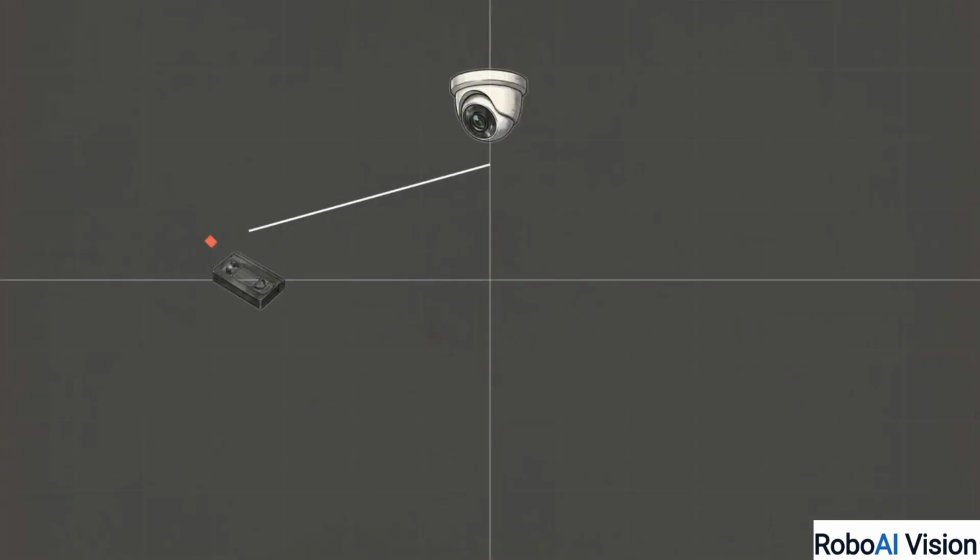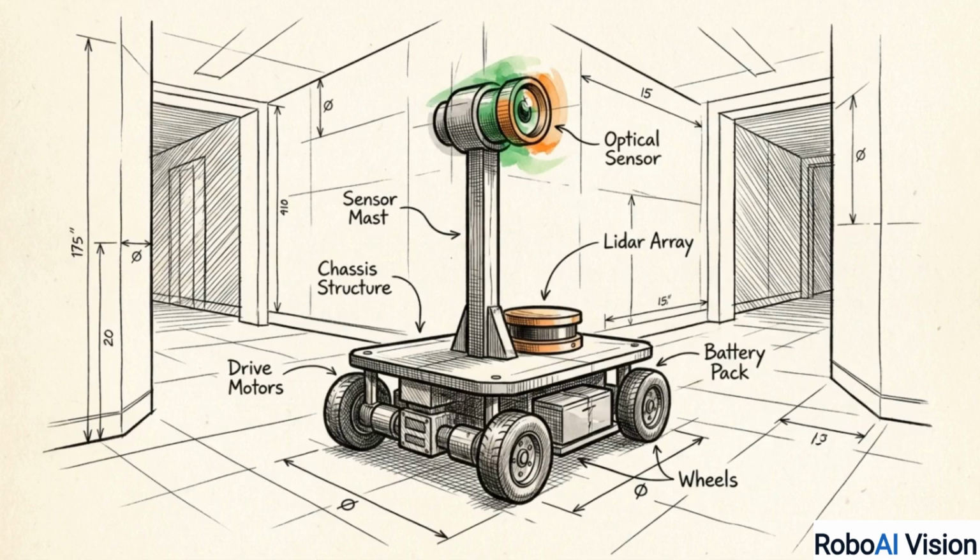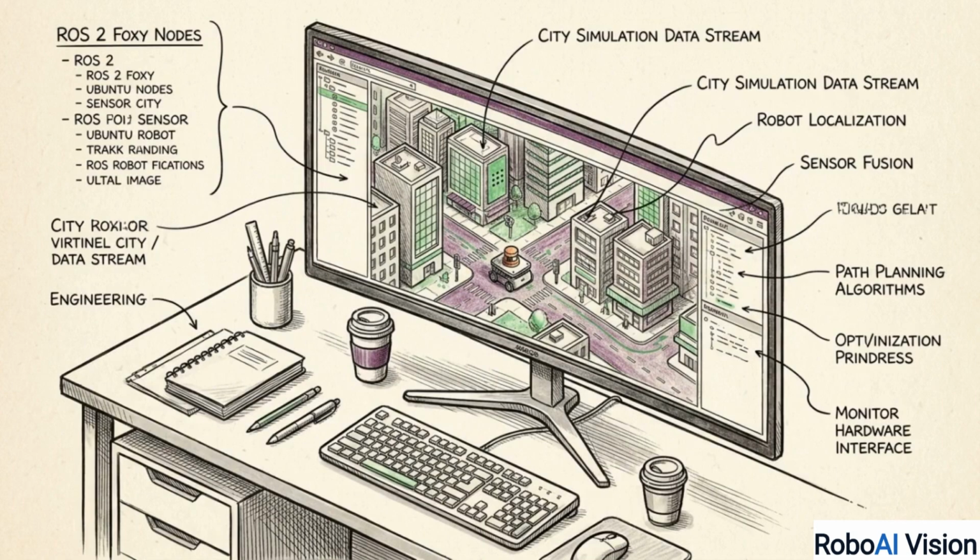Improving urban security requires moving past passive recording toward an active, AI-driven pipeline, one that can identify anomalies in real time and autonomously dispatch a mobile robot to investigate. Before a single piece of hardware is deployed, this entire autonomous system is built and tested inside a virtual environment.